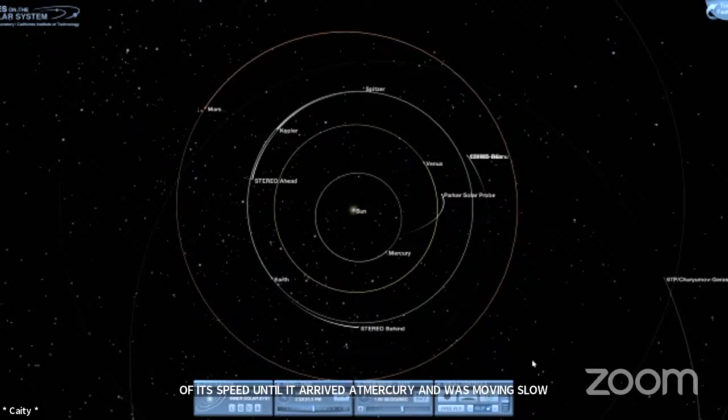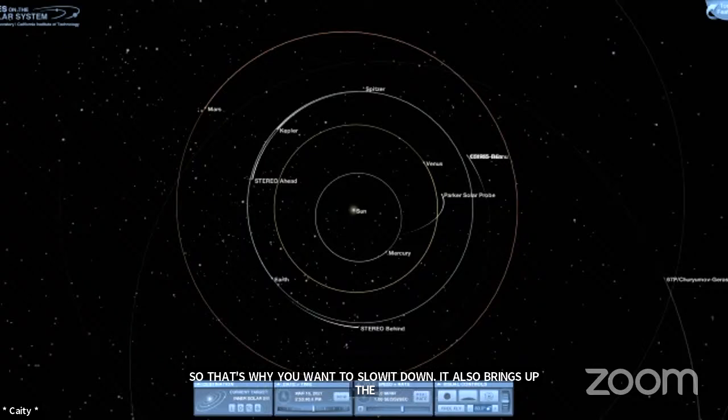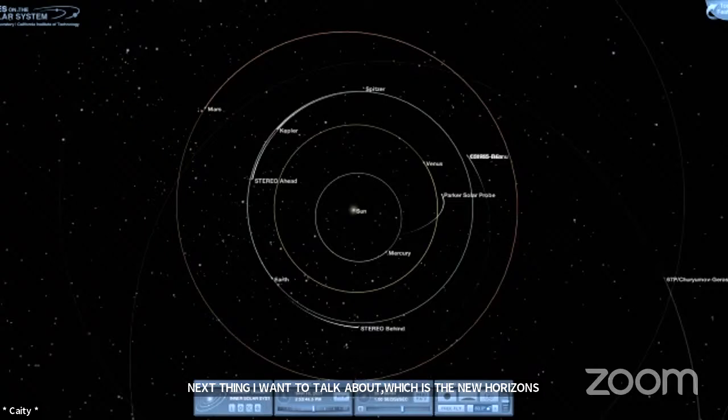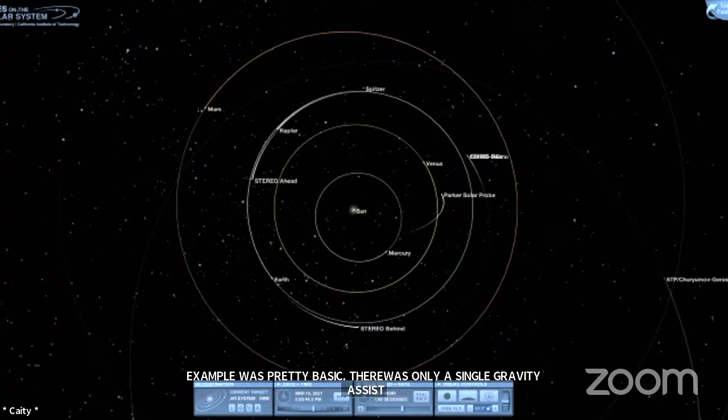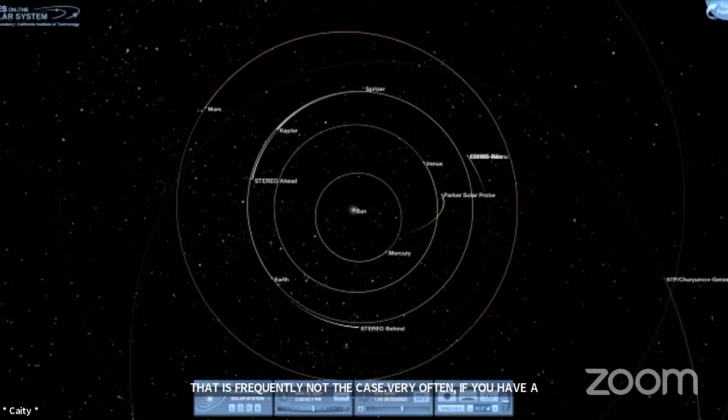And it also brings up sort of the next thing I really want to talk about, which is that the New Horizons example was pretty basic. There was only a single gravity assist, just the one at Jupiter. But that is frequently not the case. Very often, if you have a spacecraft that you want to send out into space, you're going to need to use multiple gravity assists to get it where you want it to go.